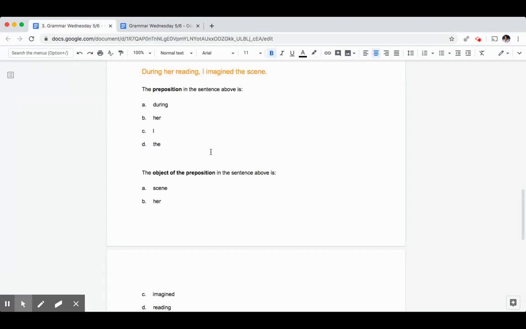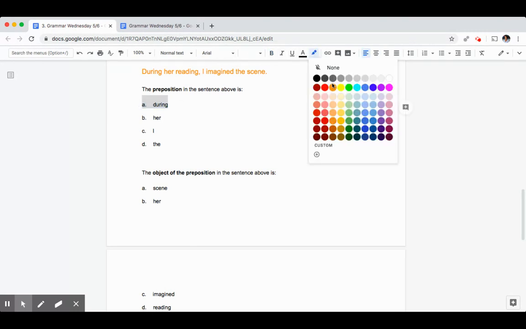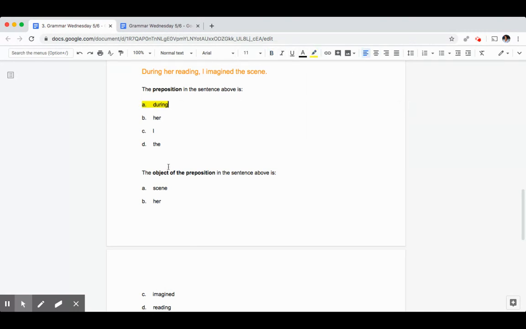Our second sentence says, during her reading, I imagined the scene. Our first question asks us to determine the preposition in the sentence above. What did you think the preposition was? Correct. The preposition here is during. Next, we need to figure out the object of preposition in the sentence. So, we should think about what noun our preposition during is attached to that helps to complete its meaning.